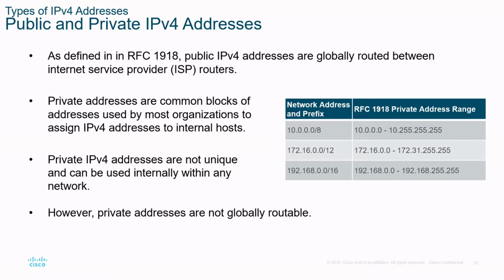So you can see that anything that starts with a 10 is a Class A and it's private. Those 10 addresses are not allowed on the internet. Anything that starts 172.16, 17, 18, 19, all the way through 172.31 is a Class B. It is not allowed on the internet. Those are also private. And anything that starts 192.168 is a Class C, and it is also private, not allowed on the internet. These are not unique, and they can be used internally with any network.